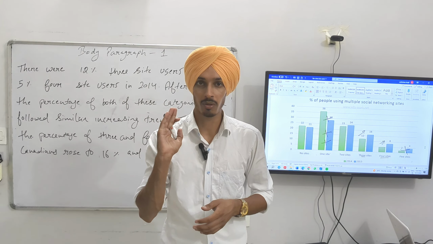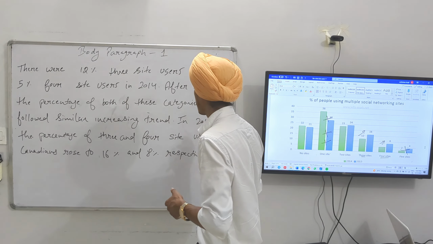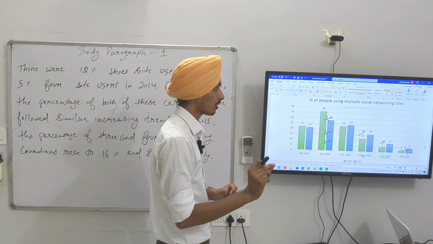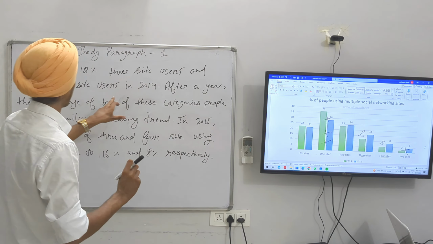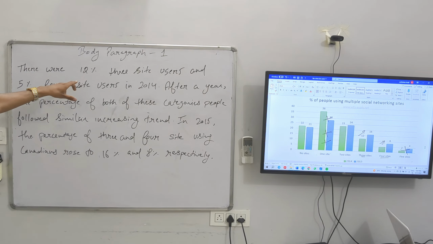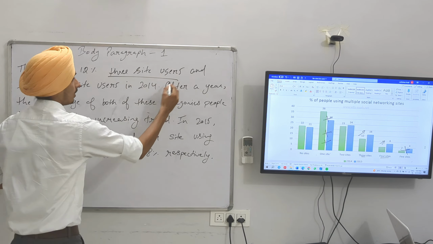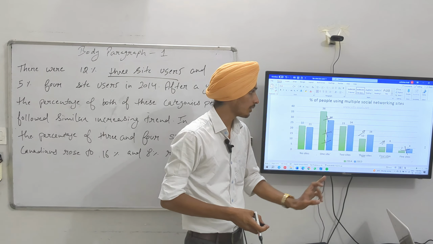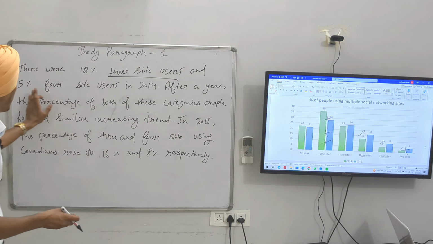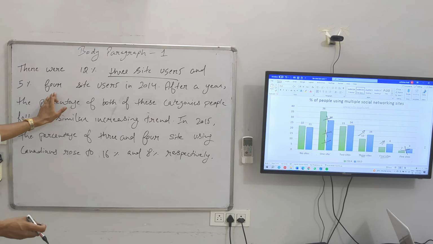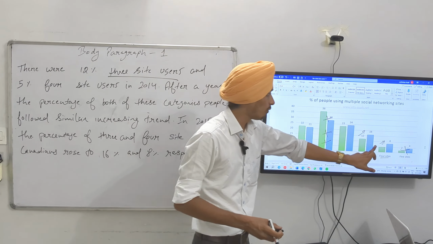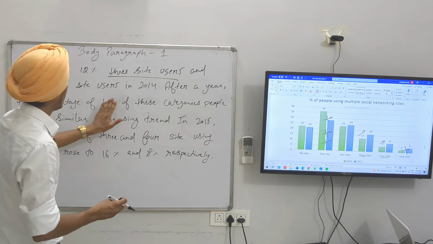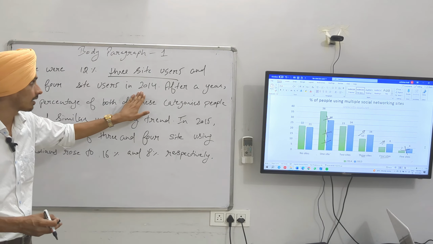So, let's see at the board how I have described these two categories. One was of 3 sites and one was of 4 sites. See the sentences. There were 12% 3 site users, and 5% 4 site users, in 2014, in our starting year.